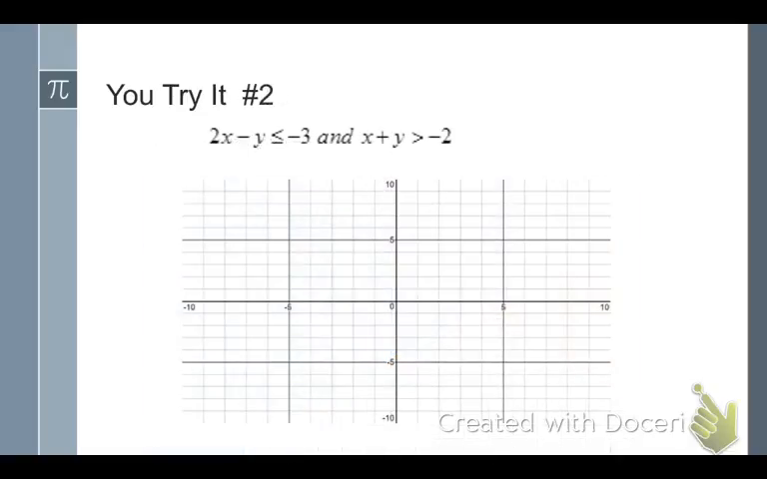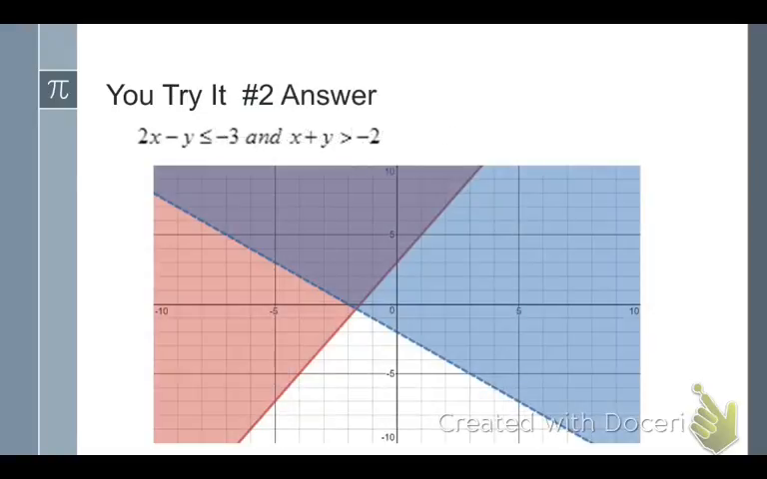The next problem for you to try is here, and these are not in slope-intercept form. Stop the video, graph these, and try to find the solution set. Okay, you're back. Here is the solution set. It's what you see in purple on the screen, essentially the double shaded area. Notice one of the lines is dashed because there's no equals included. That would be the second line, and the other line is solid.